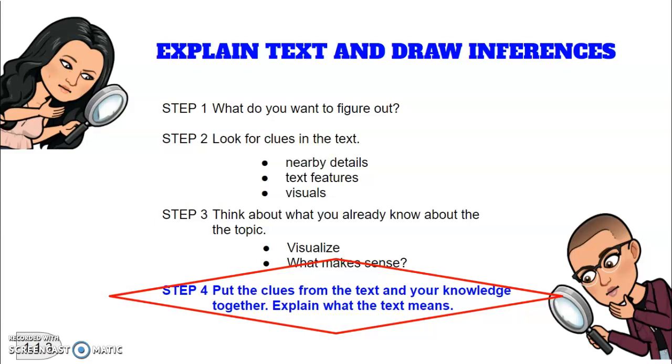So when you're watching Miss Martins, I want you to look for those 4 steps. And I want you to write down if you see her do those 4 steps. Did she ask herself, what do I want to figure out? Did she look for clues in the text? Did she think about, what do I already know? And did she finally, with our 4th step, put it all together and make that inference and then back it up with text evidence and what she knows?